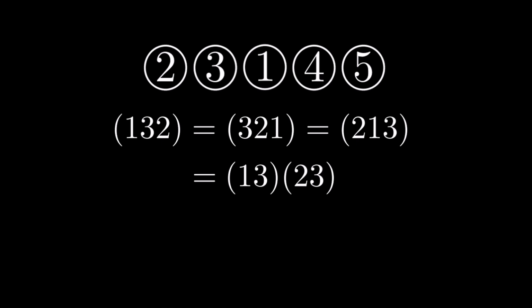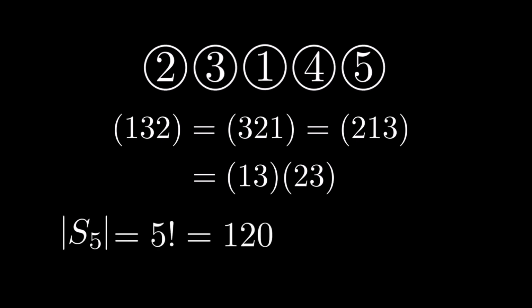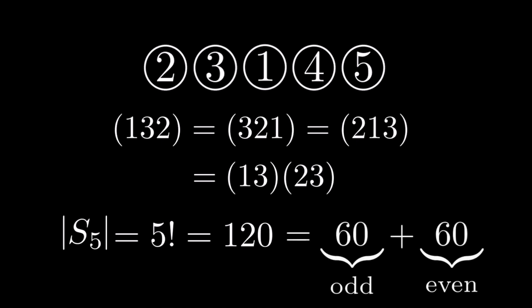Now, we know that the group S5 has 5 factorial, or 120 permutations. As you might expect, half of them are odd and half of them are even. But if we think about it a little more, it turns out that these even permutations form a group.